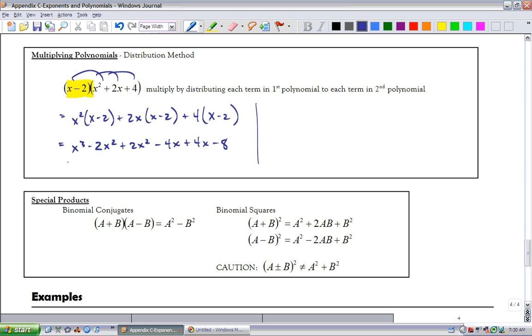From there we just have to combine like terms. Notice here negative 2x squared, positive 2x squared, negative 4x, positive 4x, and so we're really left with x cubed minus 8. And this is actually a special factoring that we'll talk about at a later time.